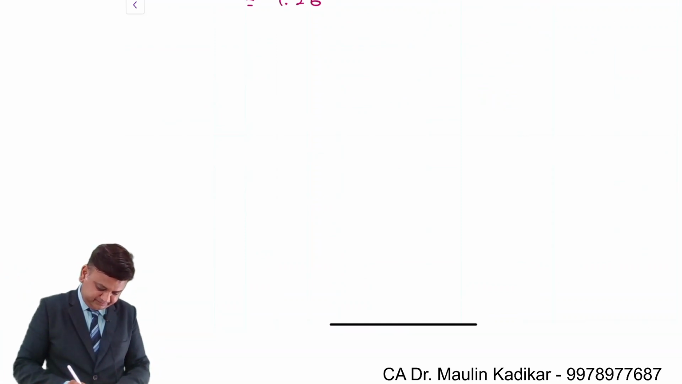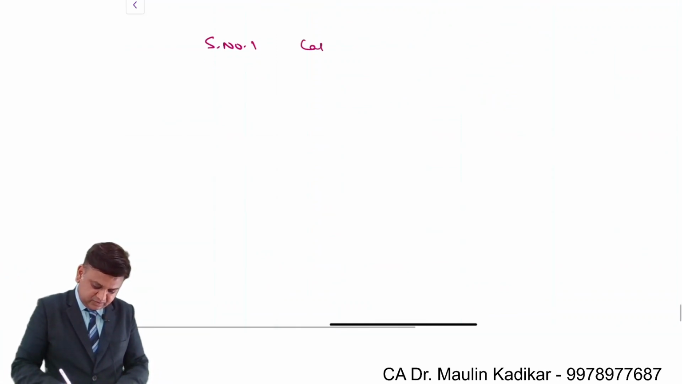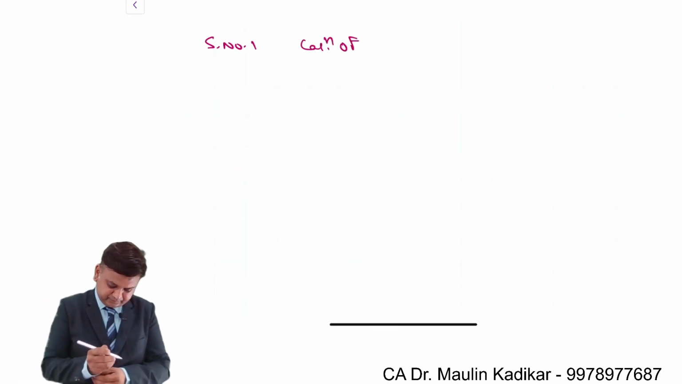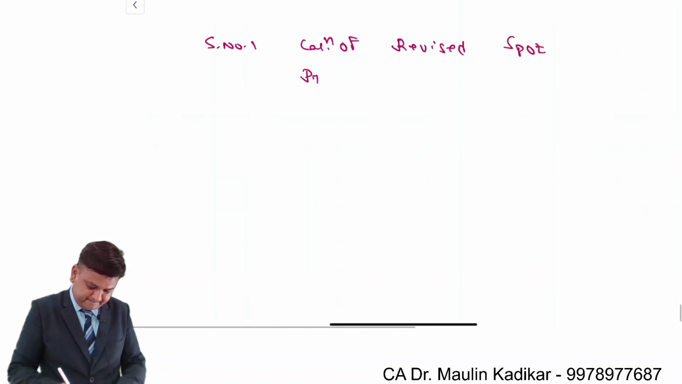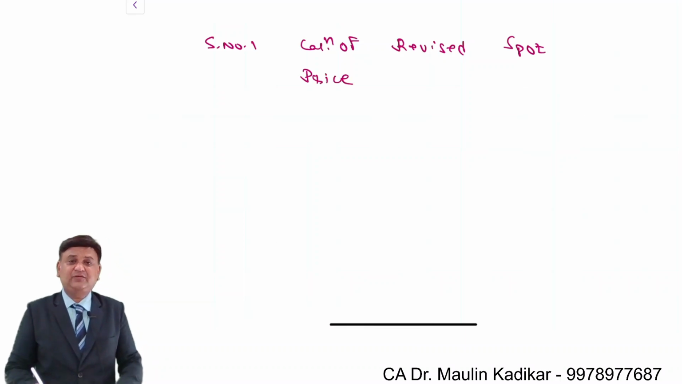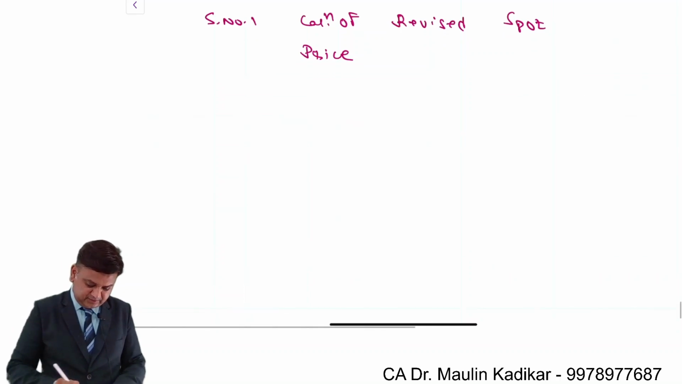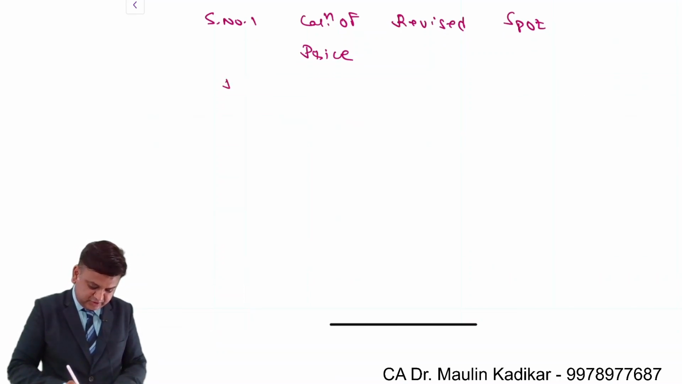Step number 1. Calculation of revised spot price. Whether information for the dividend is given? Not given. So let us ignore it. So not applicable.